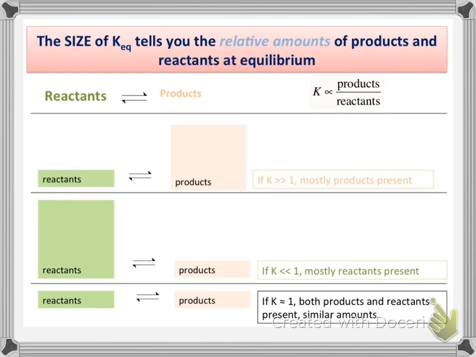So the size of KEQ can tell you about how much product or reactants are present at equilibrium. Since we're thinking about products over reactants, if we have a big K, so K greater than 1, that means we're going to have a bigger numerator in our expression. And so we're going to have more products, and we'll have KEQ greater than 1.